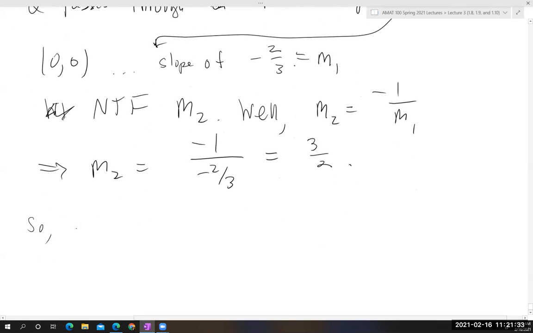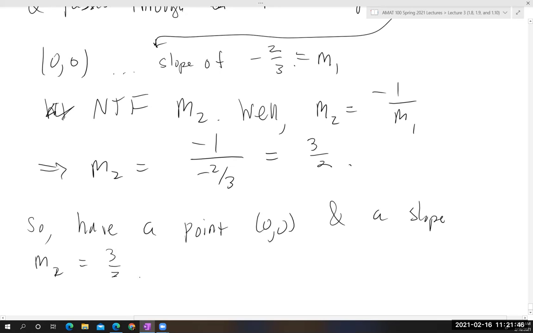So again, we have a point, namely (0, 0), and a slope, namely M2, which is equal to 3/2. And then we can just use the point-slope formula to get the equation of the line and we're finished.